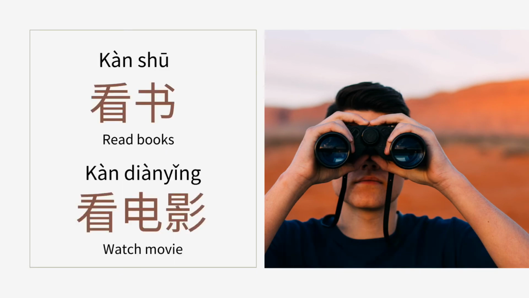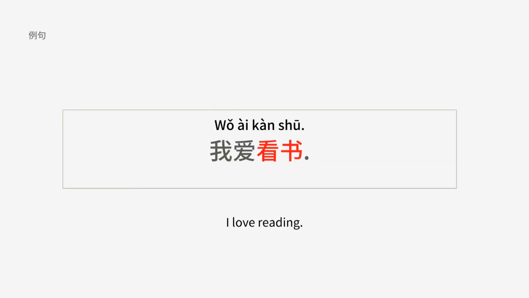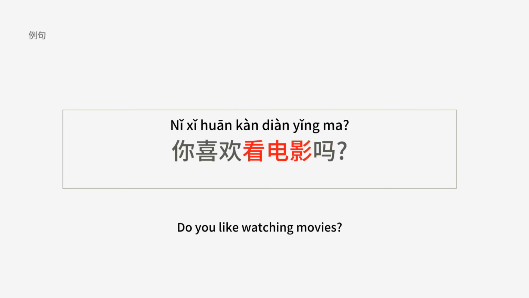This verb is watch or look. 看书，看电影。我爱看书。I love reading. 你喜欢看电影吗？ Do you like watching movies?